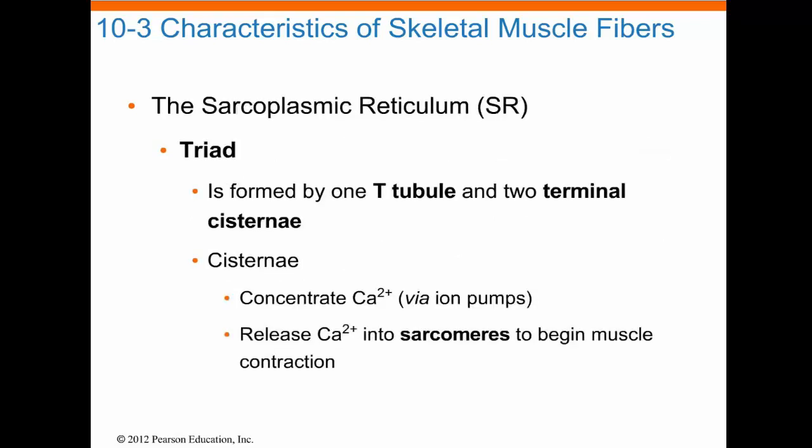The sarcoplasmic reticulum is a triad. It forms from 1 T tubule and 2 terminal cisterna, so it's like a triangle. The cisterna concentrate the calcium charge, so positively charged ion pump, and it releases this calcium into the sarcomeres to help begin muscle contraction.